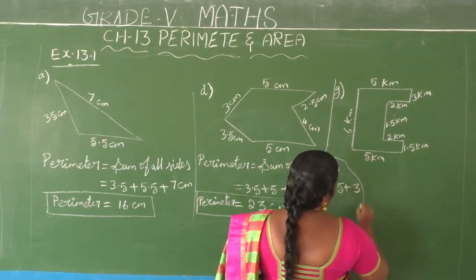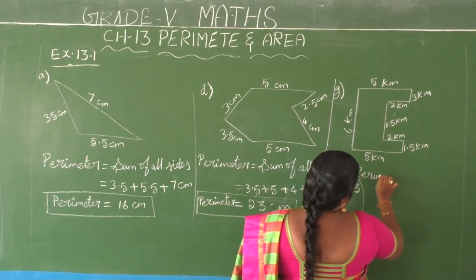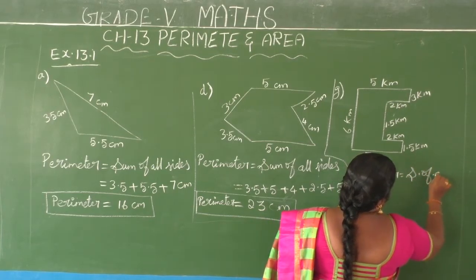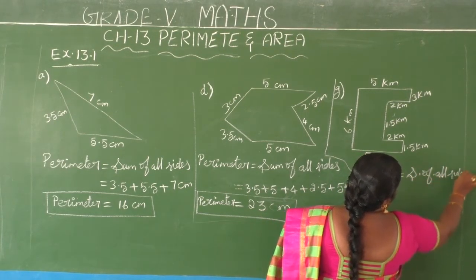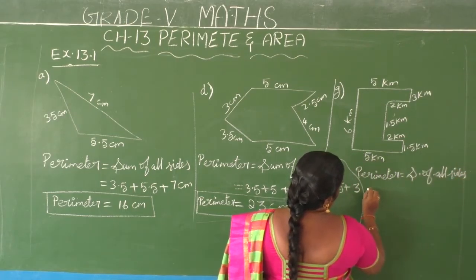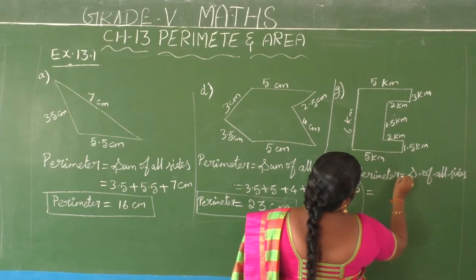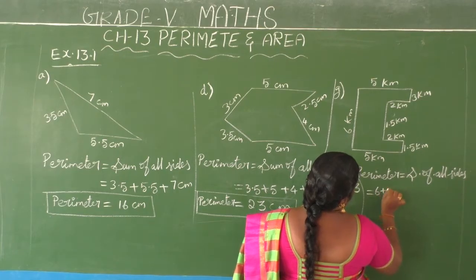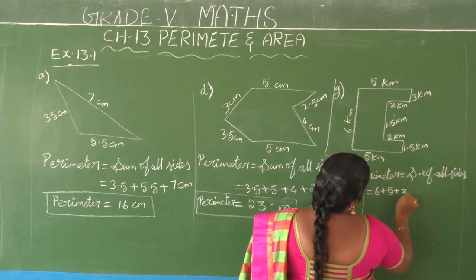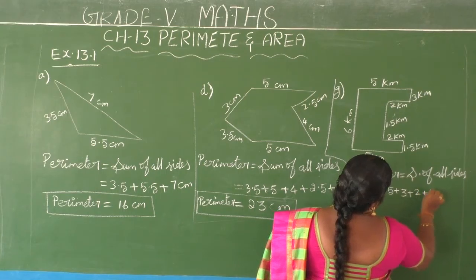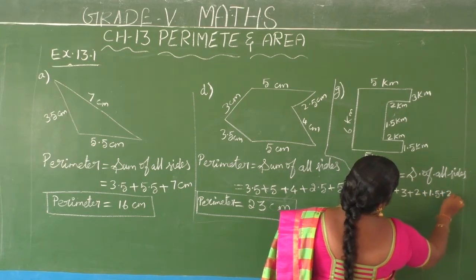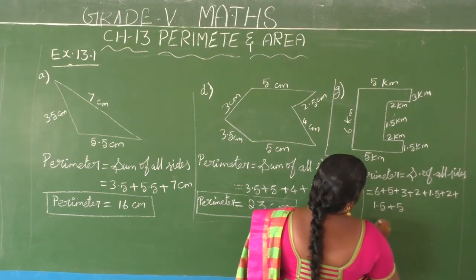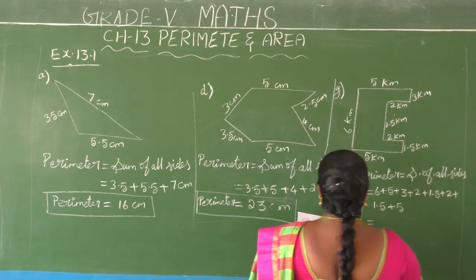Hereafter as usual, perimeter means it's a sum of all sides. Perimeter equal to sum of all sides. Okay, so you have to add the sides. Don't miss any sides. You have to add all sides. 6 plus 5 plus 3 plus 2 plus 1.5 plus 2 plus 1.5 plus 5 kilometer. So you have to add all sides.